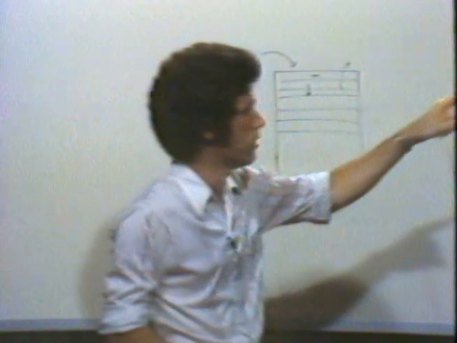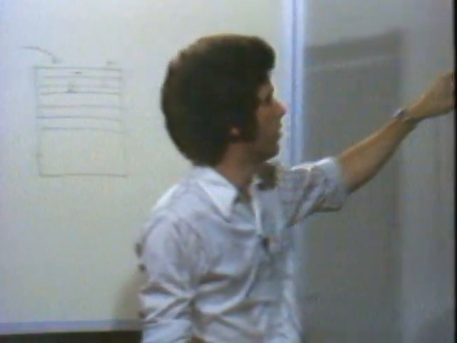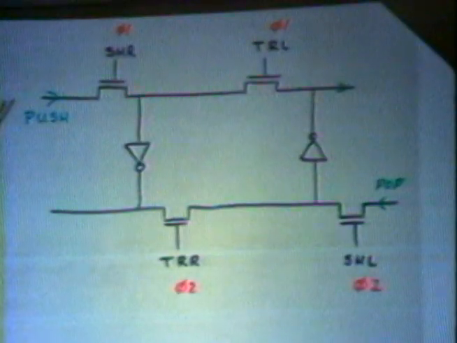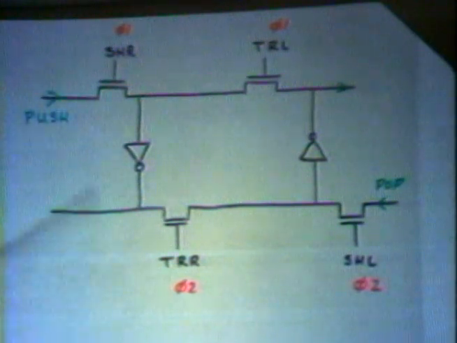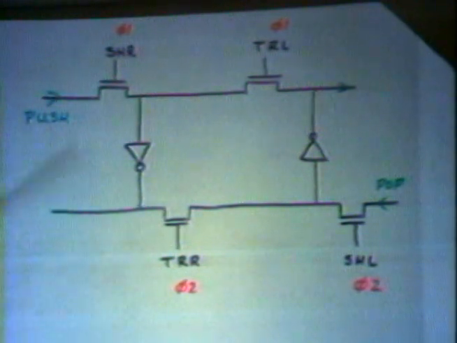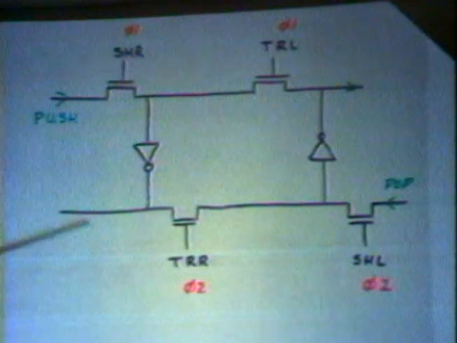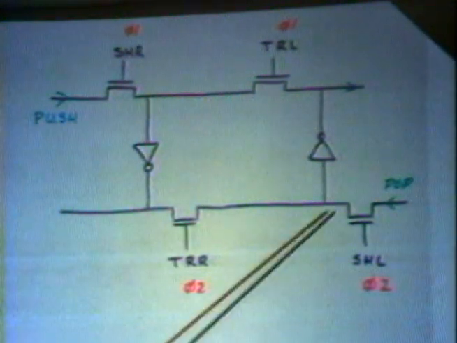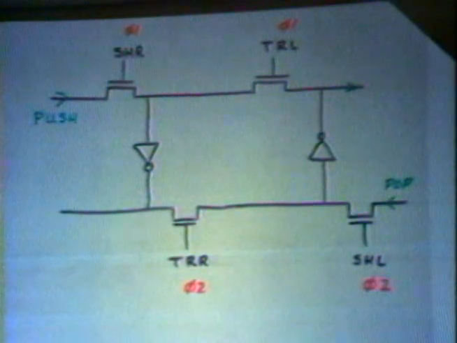What I've shown here is one bit of such a structure, and you can make it wider in this direction to have a multi-bit wide word, which you probably have 8 or 16 bits wide in this direction, and you can make it deeper this direction, as deep as you want to make the stack.